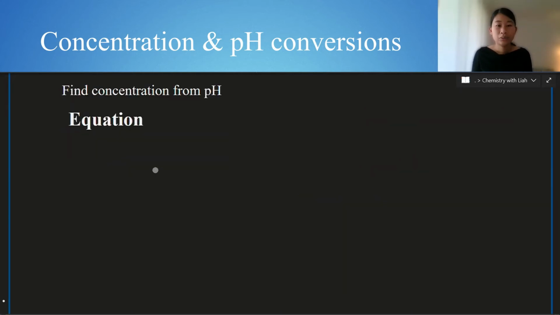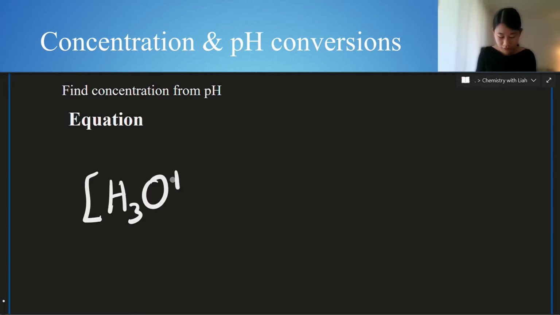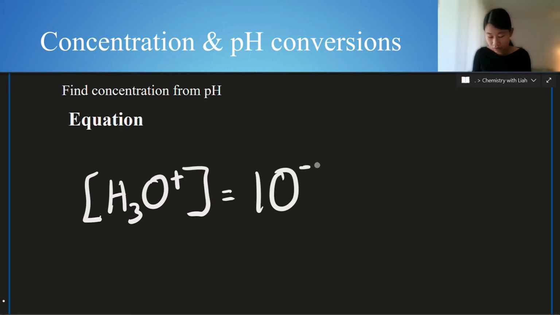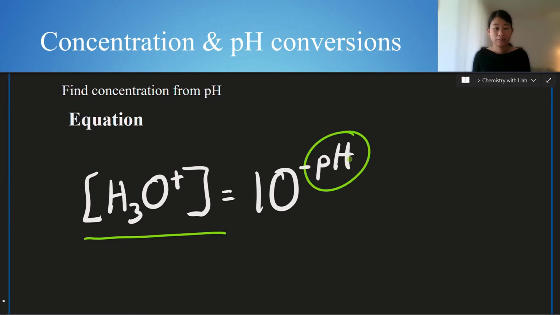Alright, so now, how do we find the concentration from the pH? What equation do we use? Well, it turns out we use this equation. We're going to say that the concentration of the hydronium ion is equal to 10 to the negative pH. This means that if you were given pH and asked to find concentration, you will say, okay, I know that concentration is equal to 10 raised to the negative pH value.